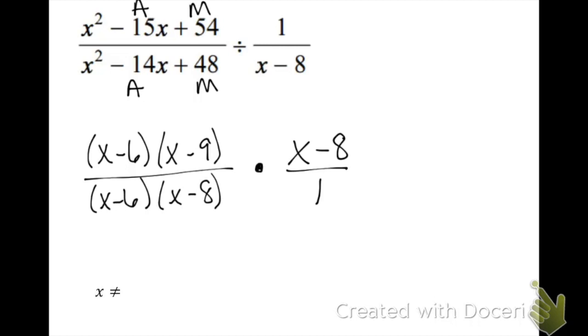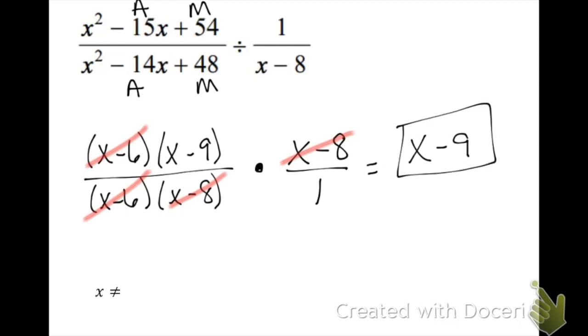Okay, common factors that we can cancel out. We have x minus 6, and then we have x minus 8, x minus 8. We're just left with x minus 9 over 1, but I'm not going to write over 1 because we don't need to do that. And looking back through the whole problem, it looks like x cannot equal positive 6 or positive 8. That would make my denominator 0.